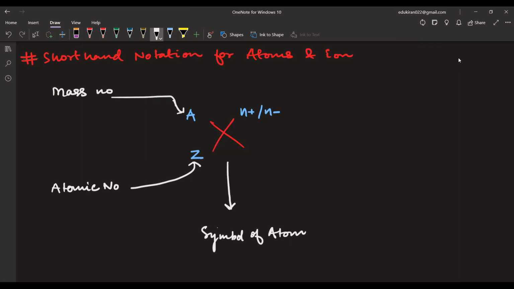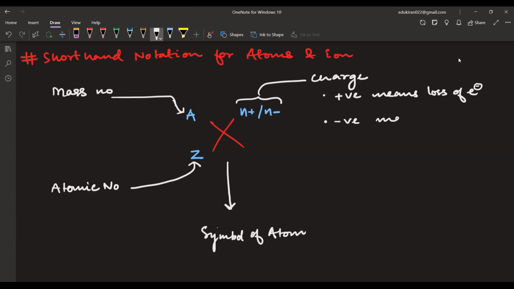This any positive or any negative, these are what? These are charges. So if positive charge is there, that means it represents loss of electron. Positive means loss of electron. Negative means gain of electron.